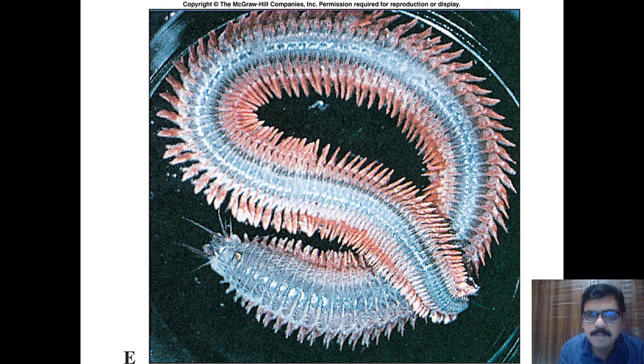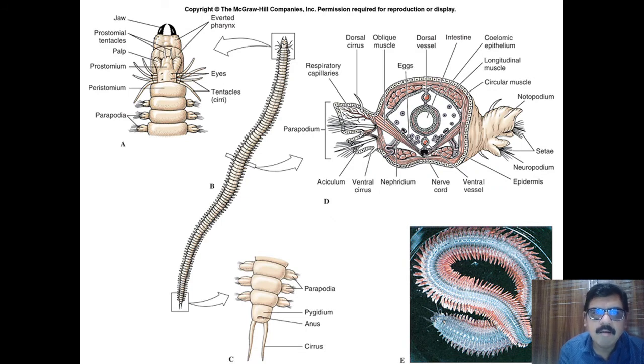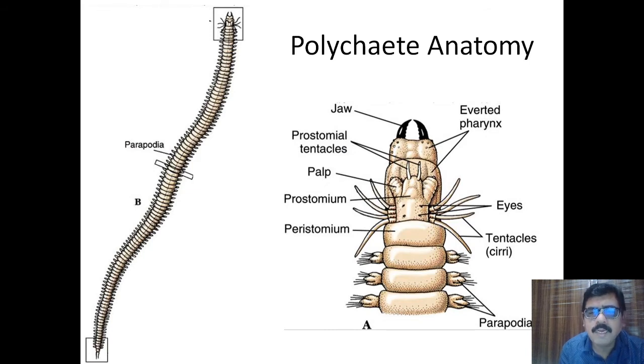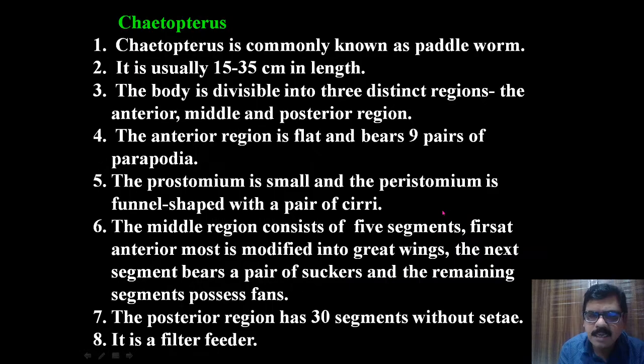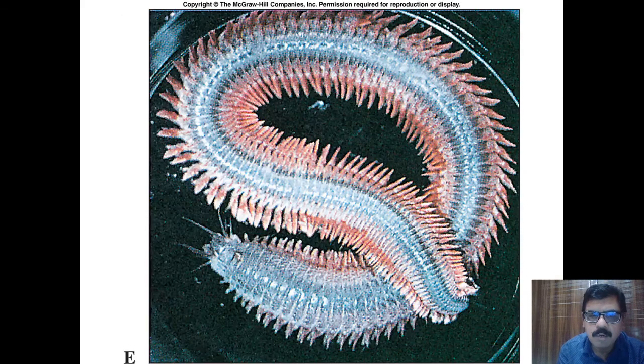This is again the same picture, and this is how the body looks. If you observe the polychaeta, it has the anterior end at the mouth, it has the jaws, then the prostomial tentacles, then palps. This is the prostomium, and behind this prostomium there is a peristomium. These have two pairs of eyes. Now we'll discuss the characteristic features of this polychaeta.